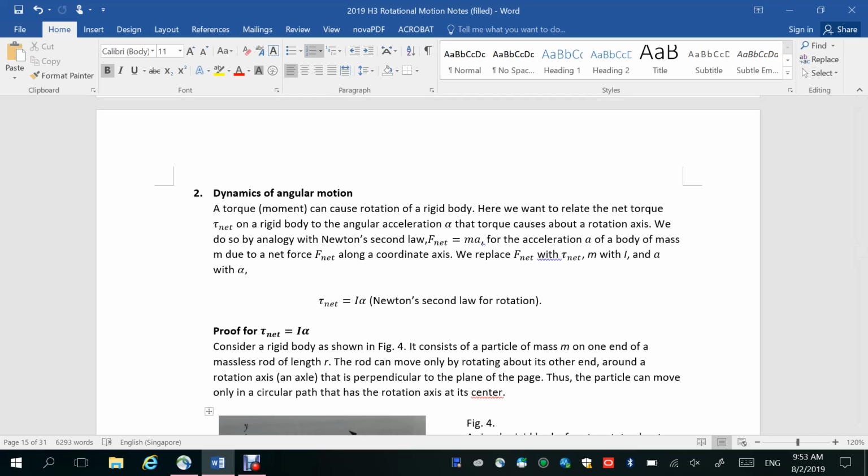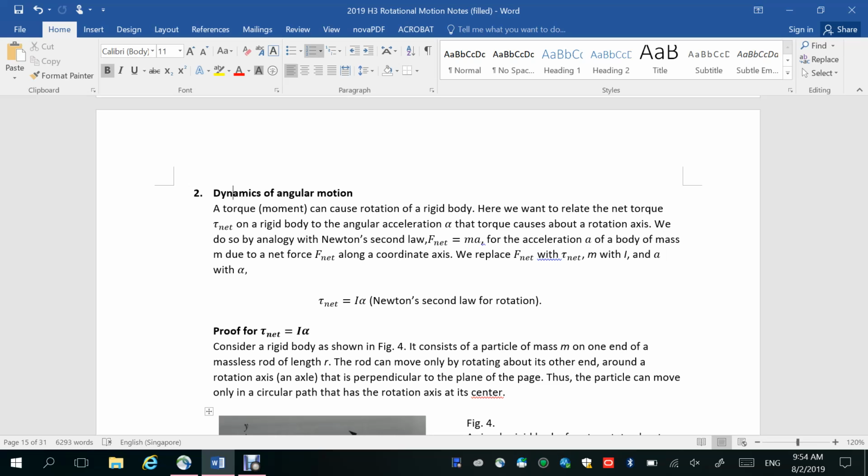Now we move on to the next section, which is dynamics of angular motion. In dynamics, we talk about Newton's 3 laws. Similarly here, we also have Newton's 3 laws. Newton's first law is about inertia, the resistance to change its state of motion. If it's at rest, it remains at rest. If it's in linear motion, it will continue in that linear motion with a constant speed. The property that resists the change in the motion is mass.